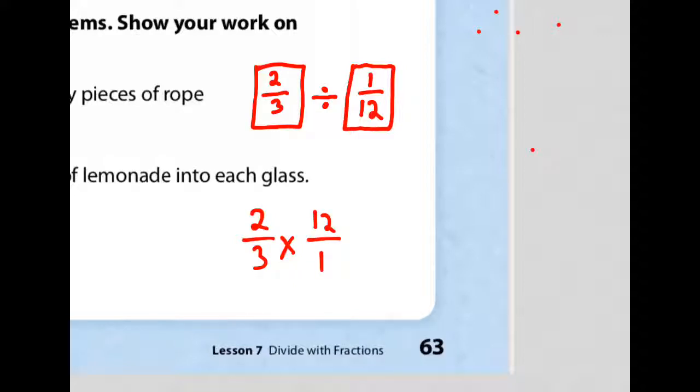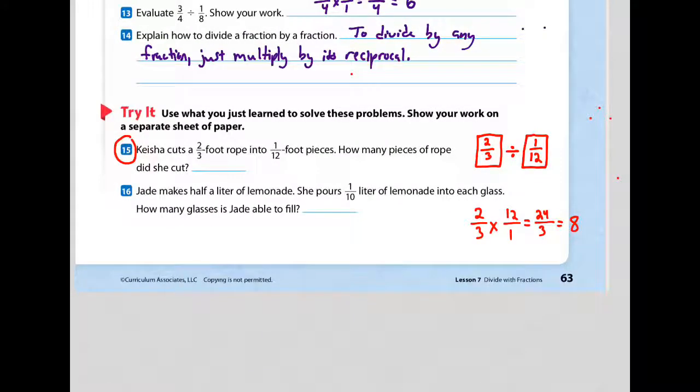12/1. So when I solve that, 2 times 12 is 24. 3 times 1 is 3. 24 divided by 3 is 8. So the question says, how many pieces of rope did she cut? The answer is 8 pieces. All right, if you had that right for number 15, give yourself a C. You're doing great. If you had it wrong, I want you to fix it. Don't just change your answer. Make sure you fix it and learn from it.